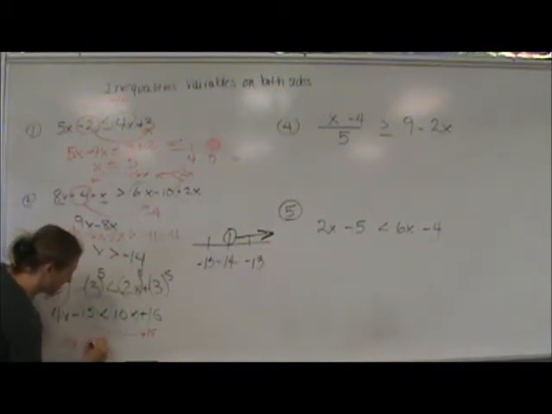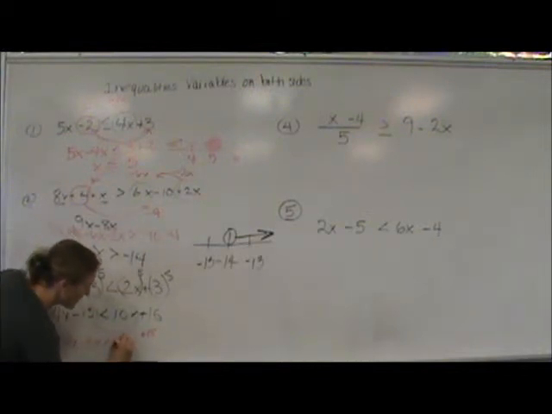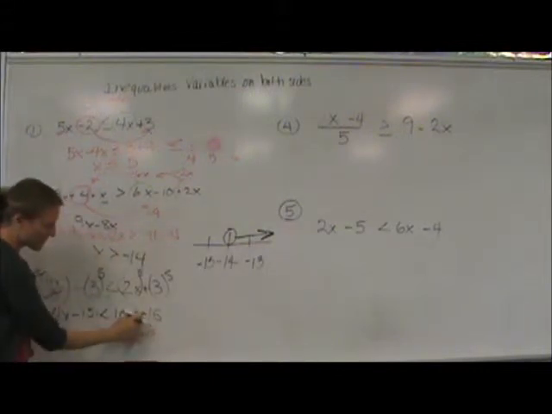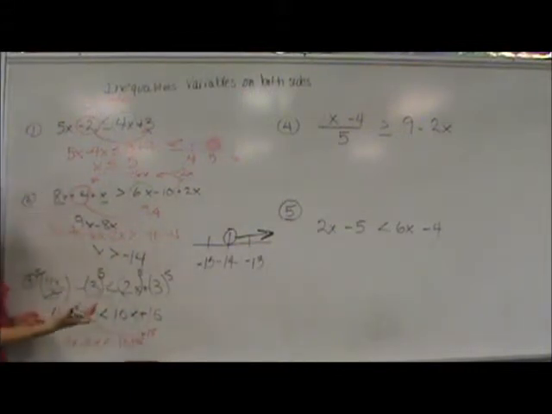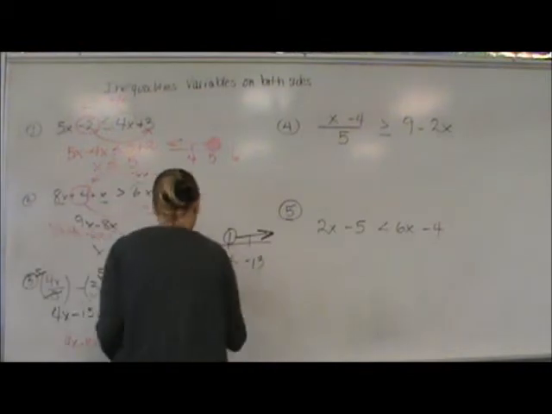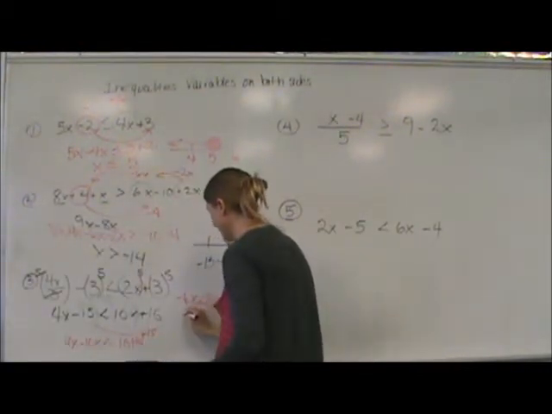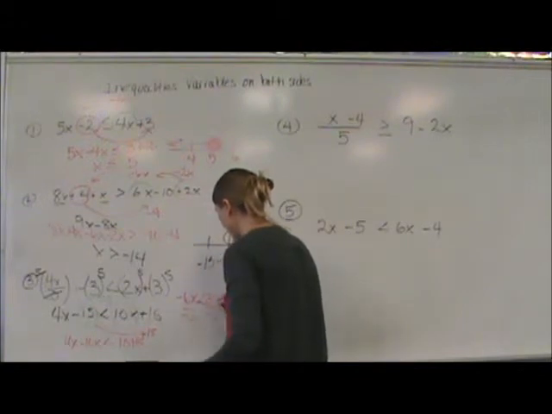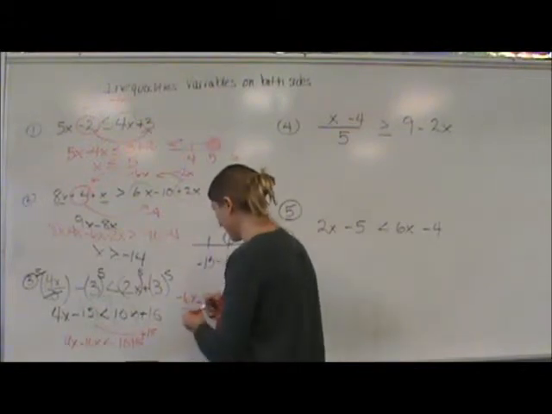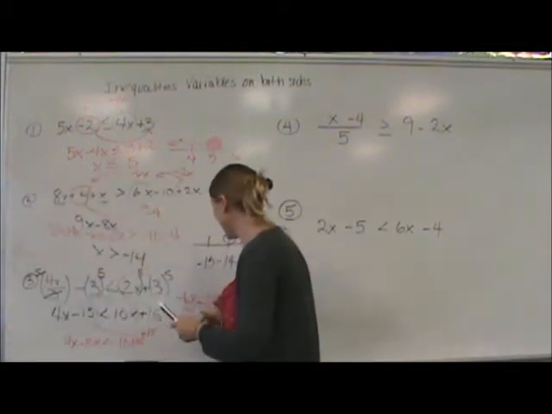So what I'm going to get when I do this is 4x minus 10x less than 15 plus 15. Even though I didn't put a positive, like plus 15 here, it still means positive. So 4 minus 10x will give me negative 6x is less than 15 plus 15 is 30. I will divide by a negative 6. And when I divide by my negative 6, I'm going to have to flip my inequality sign because this is a negative number.